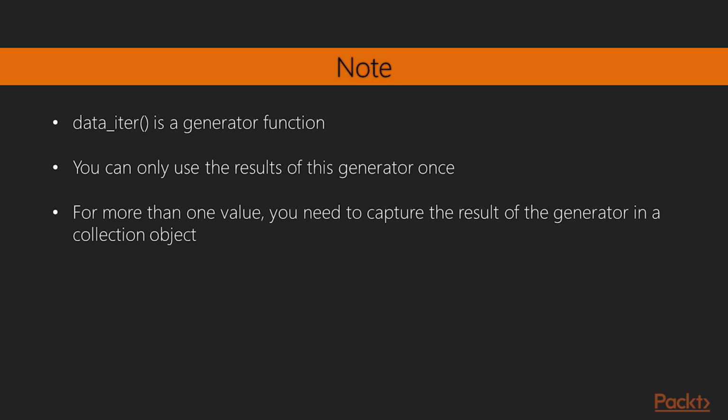Note that the data_iter is a generator function. We can only use the results of this generator once. If we want to compute a single statistical summary value, that will work nicely. When we want to compute more than one value, we need to capture the result of the generator in a collection object. In these examples, we've used data_iter to build a list object so that we can process it more than once. Awesome! In this video, we have learned to use the built-in statistics library.